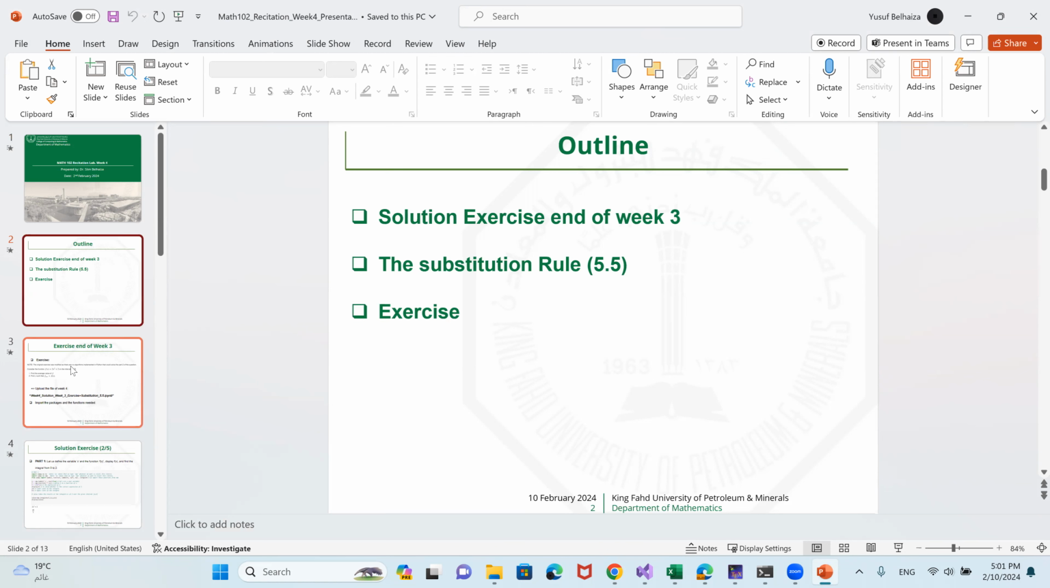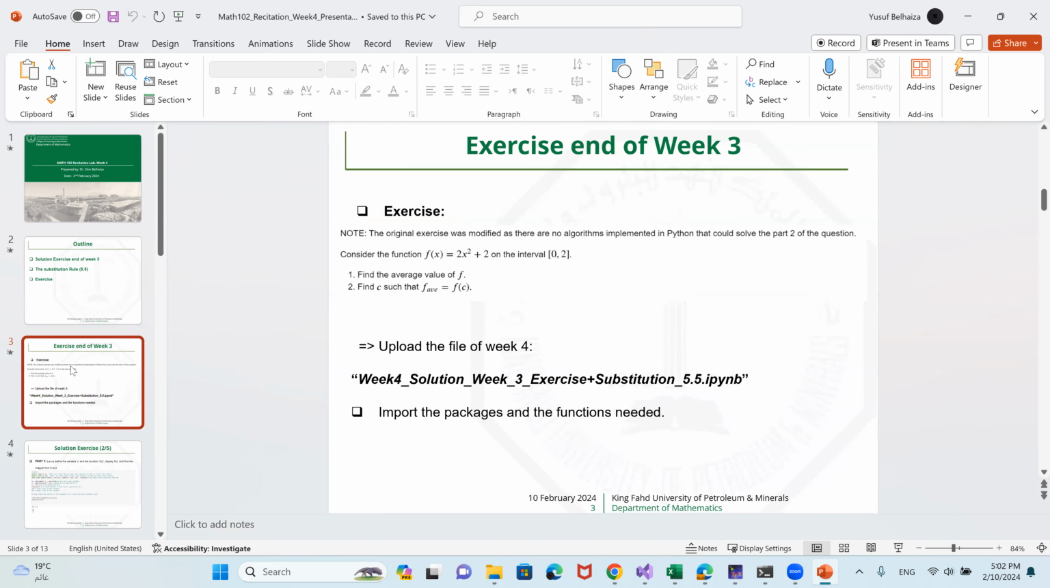So the exercise from last week, week 3, has a little bit of modification with respect to the exercise you had on the previous slides. There is a note that says the original exercise was modified as there is no algorithm implemented in Python that could solve part 2 of the question. It's a bit complicated because of the AX. Maybe it's too much to tell you for now, but still there is a numerical solution, but it's not exactly what we want.